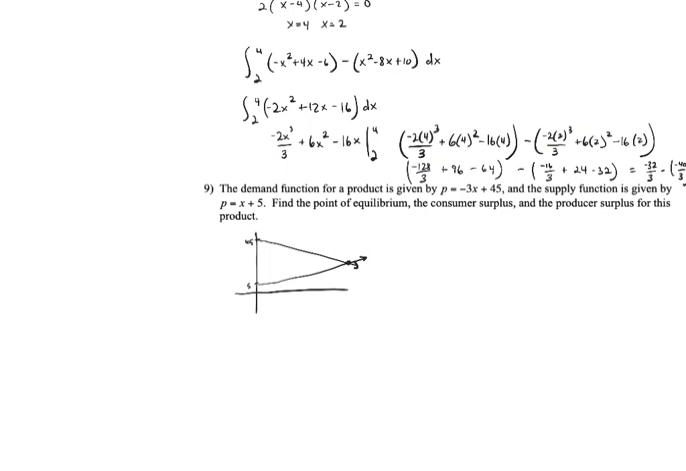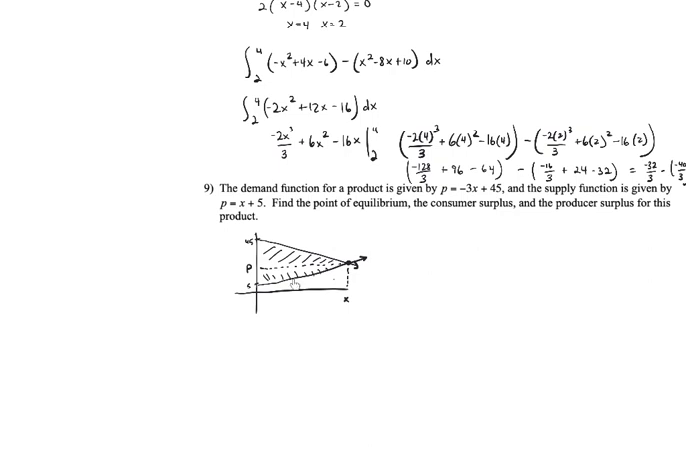So equilibrium would happen right here. Okay? And if you remember from the discussion we had in 5.5, we need to find the x value and the price point of equilibrium. And then above it, up here, was the consumer surplus. That's the area above this horizontal line. And then producer surplus would be the area underneath that horizontal line right there.